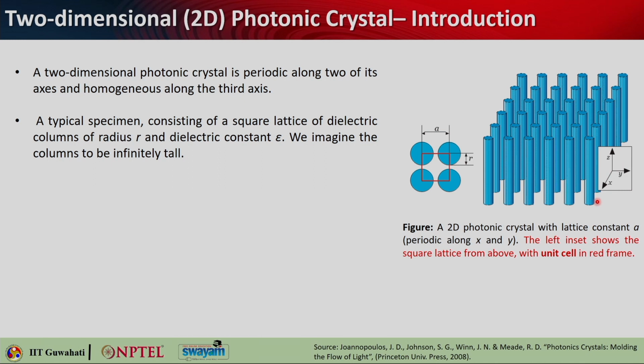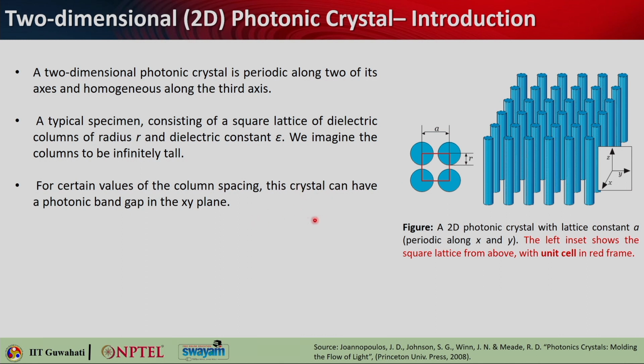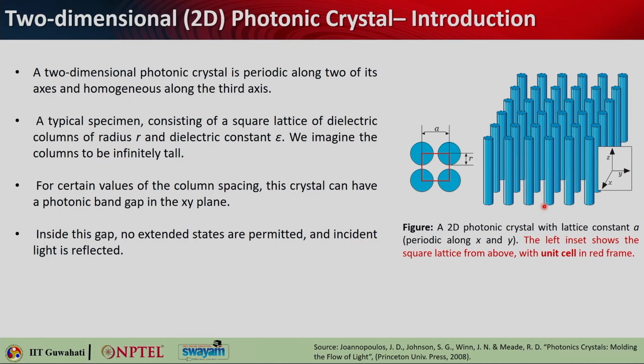If you look at the dimensions, x and y are the dimensions where the periodicity lies, and along the z axis it can be infinitely tall. Now for certain values of the column spacing a, this crystal can gain a photonic band gap in the xy plane. When I say band gap in the xy plane, it means it will not allow any light propagation through this crystal along the xy plane for a certain frequency band, and that is known as the photonic band gap for this crystal. Inside this gap, no extended states are permitted.